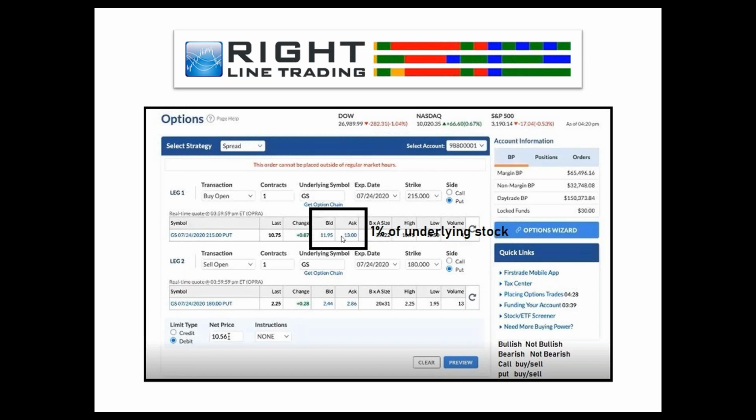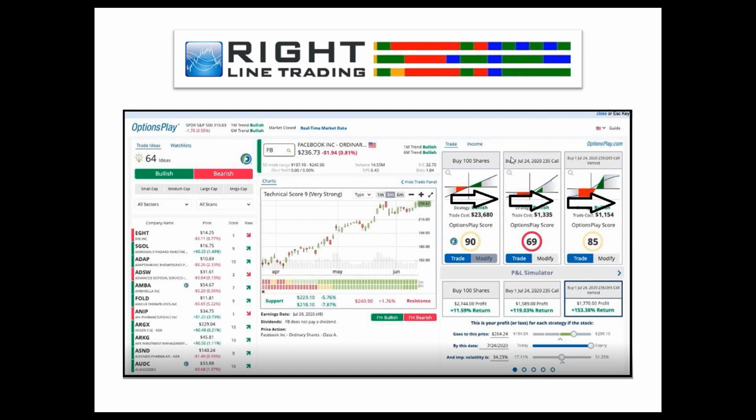So don't buy an option spread or a call or a put unless the bid-ask difference is less than 1% of the underlying stock. Now I'm going to move over to the platform.